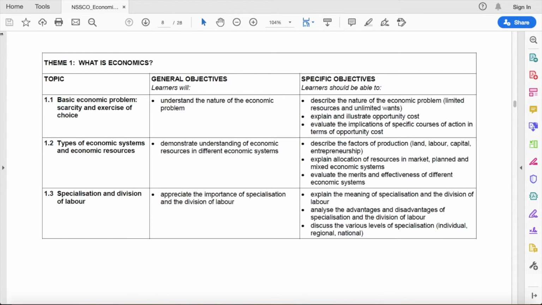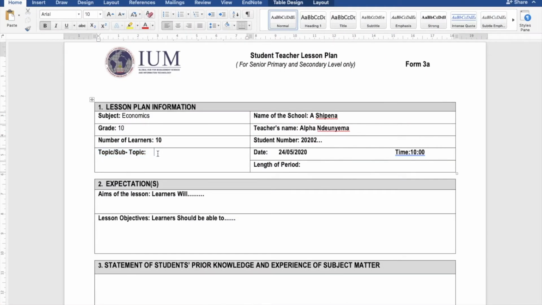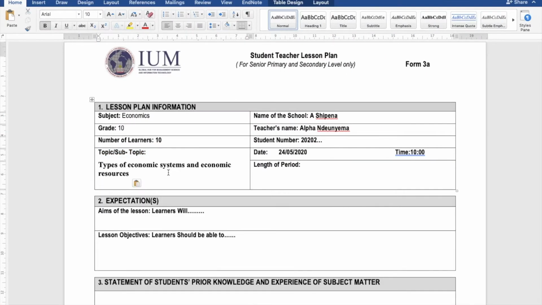So you come to your syllabus. This is the first topic. This is actually the theme, and the topics under the theme are 1, 2, 3. I decided, okay, maybe you taught this one the previous day, so I'm going to teach the types of economic systems and economic resources. Copy the topic the way it is. Please do not change anything. This is the main topic.